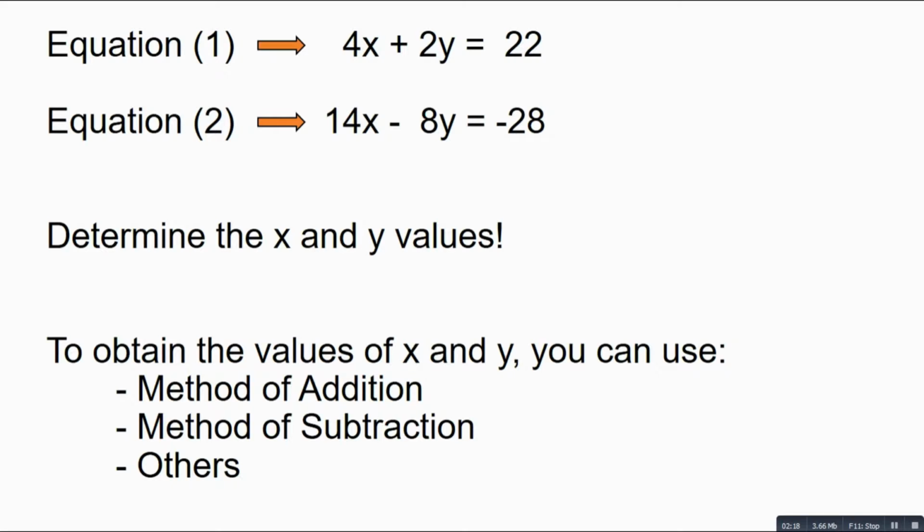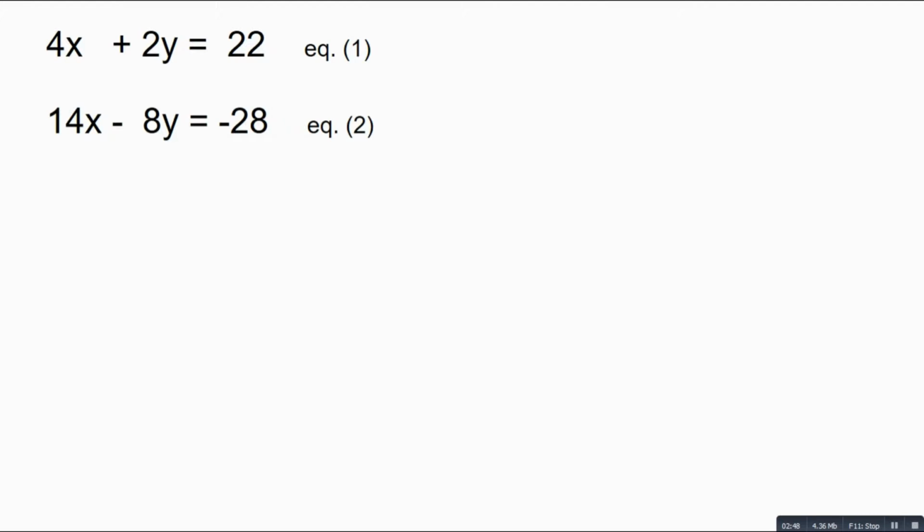We can use algebra to do that. To obtain the values of x and y, you could use the method of addition, you could use something called the method of subtraction, or you could use other methods found in algebra, like the method of substitution, or you can solve it graphically if you would like. In today's lesson, we'll only use the method of addition to determine the x and y values. Again, we have the equations 4x plus 2y is equal to 22, and 14x minus 8y is equal to minus 28.